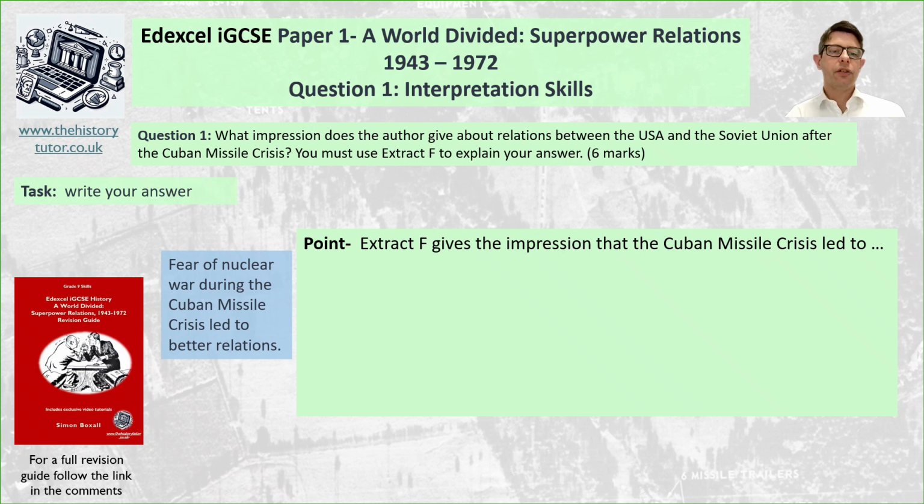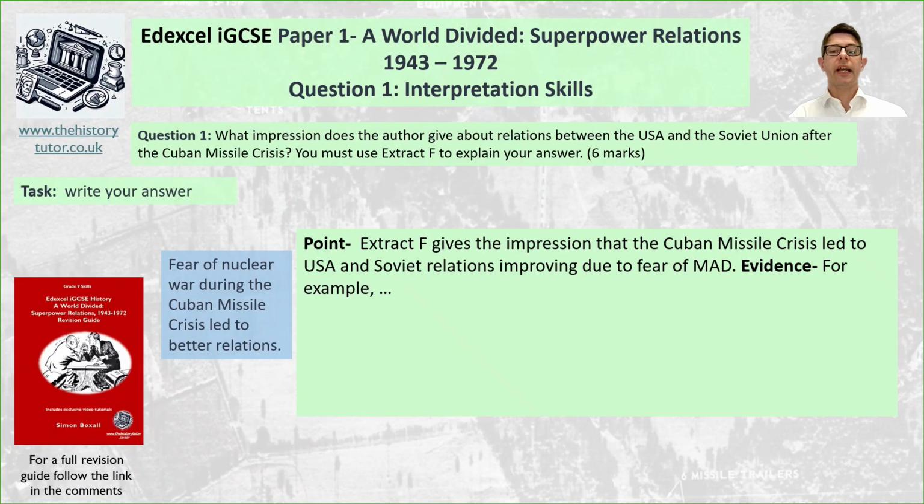So you can find this in your revision guide. See if you can finish this first sentence for me. Extract F gives the impression the Cuban Missile Crisis led to. See if you can turn that message there into an opening sentence. Use that message to suggest what the message of the extract is, and then we can explain it. Pause me and away you go.